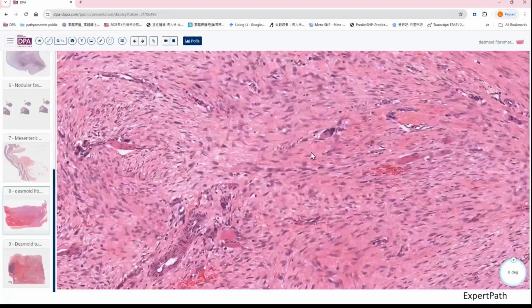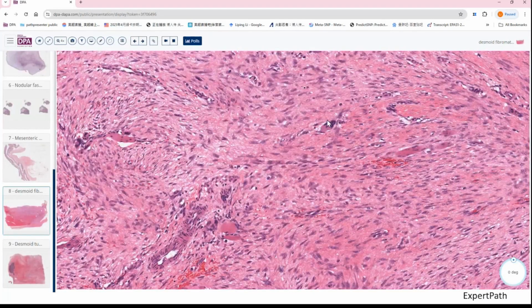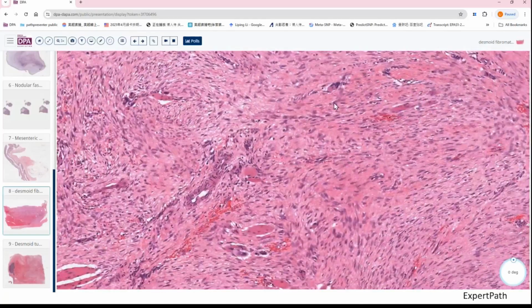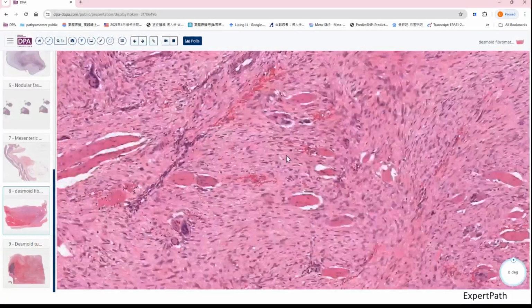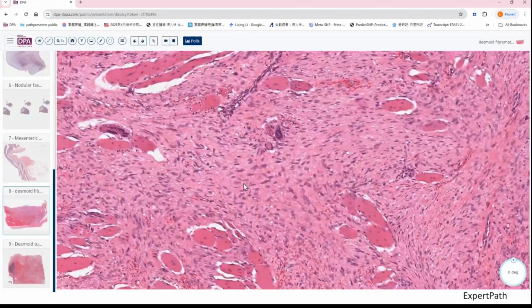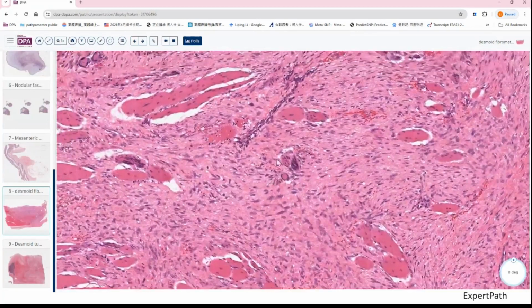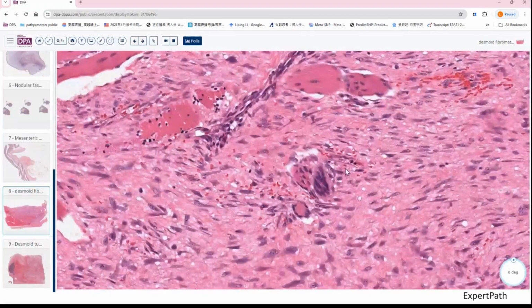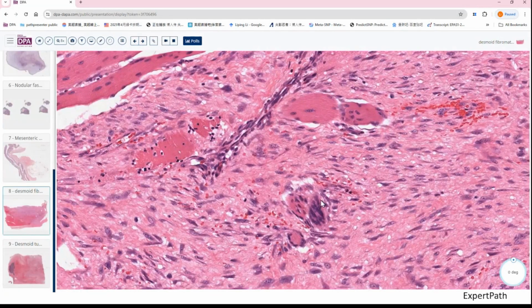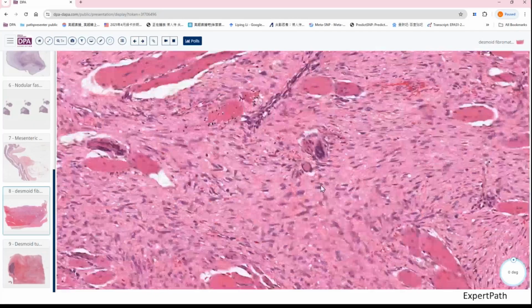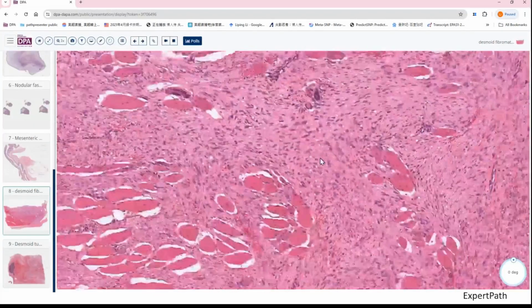And we have some of these cells just mimicking multinucleated giant cells, but these cells are not histiocytes. So that is not a multinucleated giant cell. These cells are atrophic skeletal muscle cells. When the fibromatosis wraps the skeletal muscle, it will cause skeletal muscle atrophy. So this is the nucleus from the skeletal muscle cell. They are wrapped and then shrink together, mimicking a multinucleated giant cell, but actually they are not.